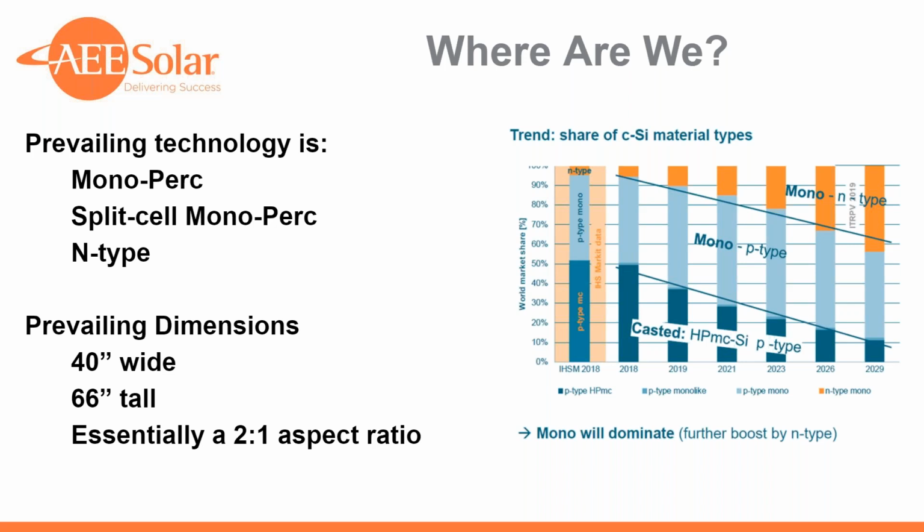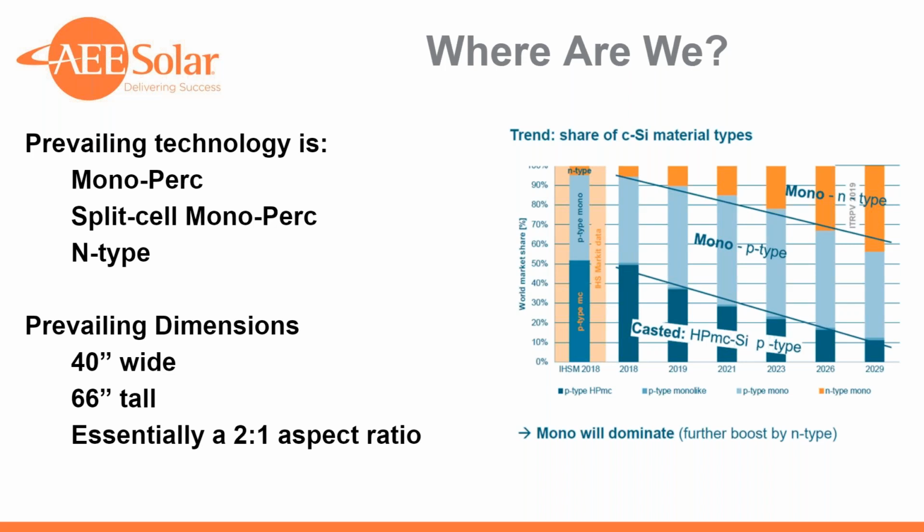This survey here didn't really differentiate too much between mono PERC and split cell mono PERC. I'd say P-type is still the prevailing wafer technology out in the market. In terms of prevailing dimensions, we can haggle over fractions of an inch, but for the most part, 40 inches wide, somewhere around 66 inches tall, is basically your common size. And yeah, there are some variations to that.